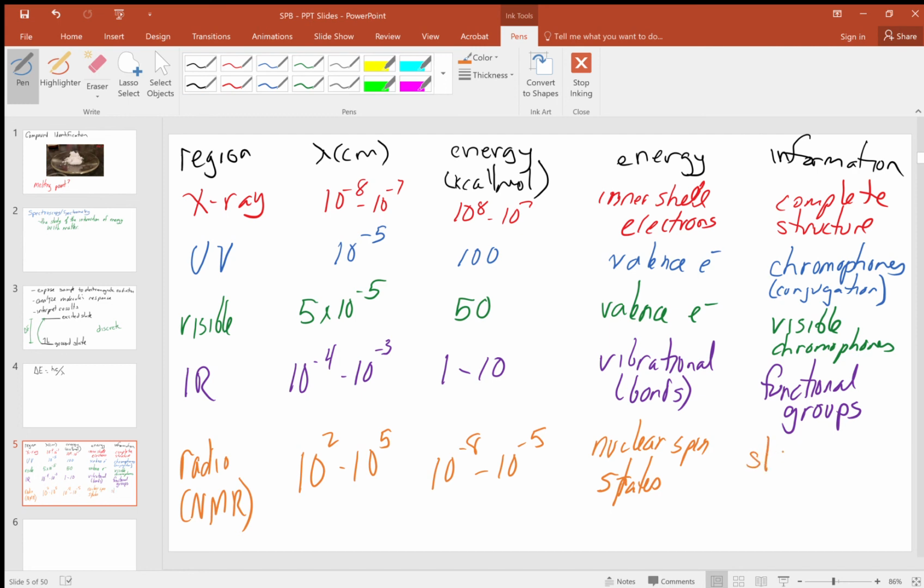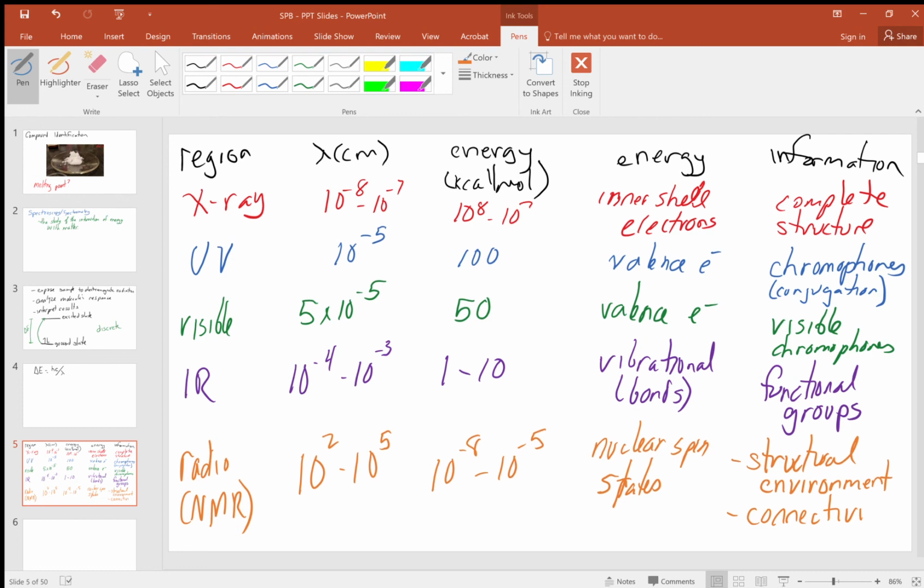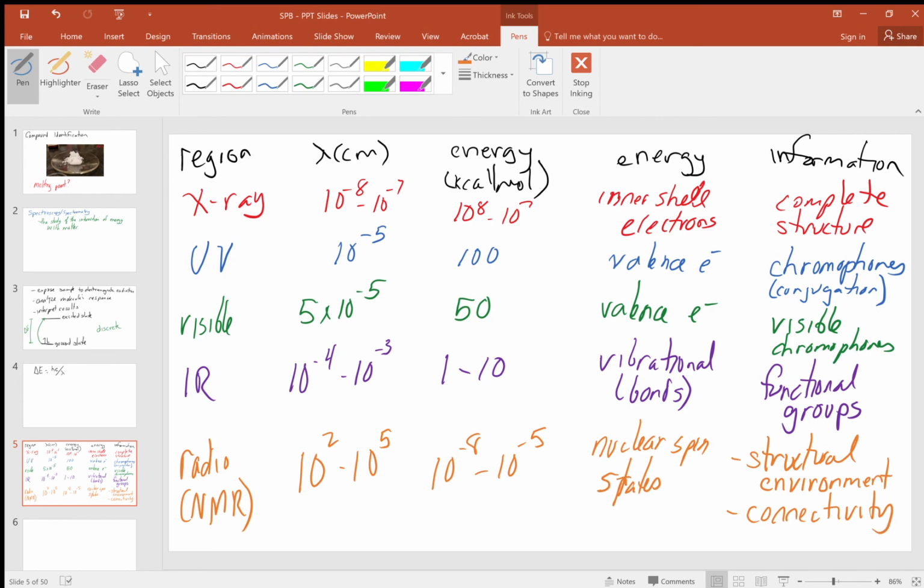But this gives us two things. It gives us the structural environment an atom is in, and it gives us connectivity. So as we'll learn when we get to NMR, NMR is the single most powerful spectroscopic technique that we have. It gives us the most information of any of our types of spectroscopy. So this is our introduction to spectroscopy, and after this we will jump right into infrared.